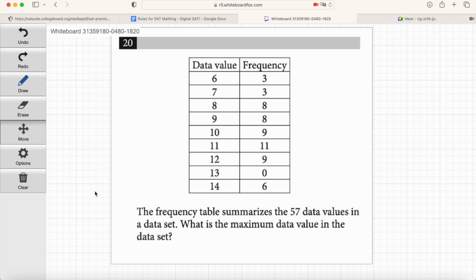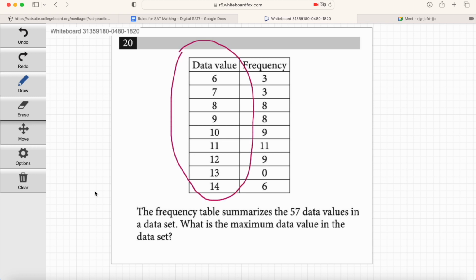Okay, what are we solving for here? Let's focus on the question right now. The maximum data value in the data set. And they give us all the data values. You see where that is here? Right, just on the left-hand side of that chart.